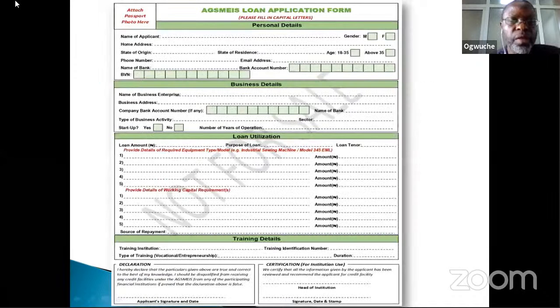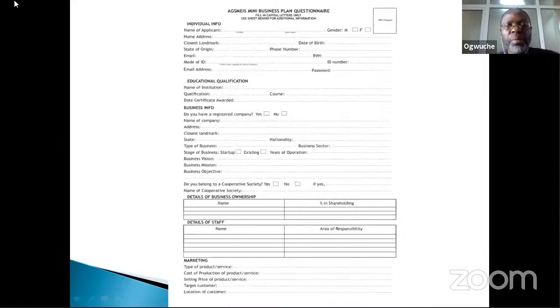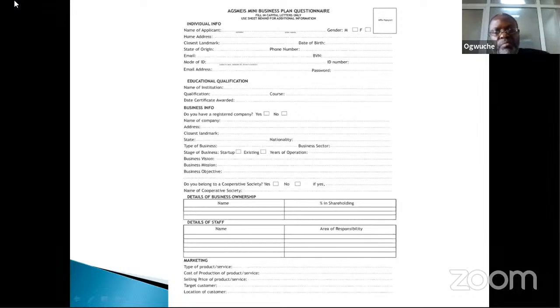So let's go back to our form now and continue. Okay, so that is the type of business, and then the business sector. I've given a breakdown of that. Stage of business: is the business a startup or existing? If it's a startup, then you tick startup. If it's not a startup, it's existing, and you tick existing. Then, of course, if it's existing, you give out the years of operation. How many years has it been existing? Is it 1, 2, 3, 5, or 10 years? You let us know. Business vision, business mission, and then objective.